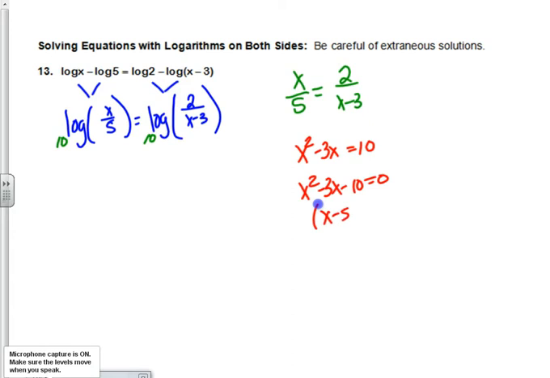So x minus 5, x plus 2, x equals 5, that answer will work fine. X equals negative 2 will not work, however, and one particular place I see it won't work is right there. Can't take a log of a negative 2.